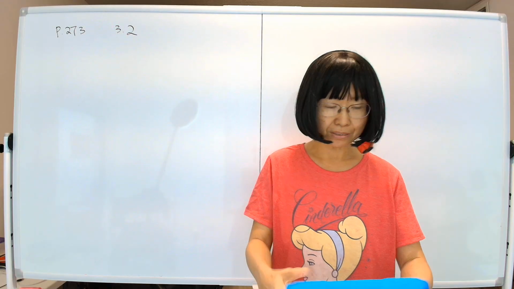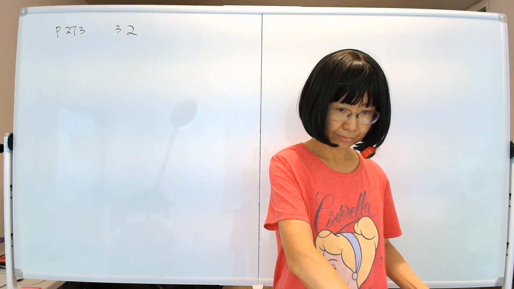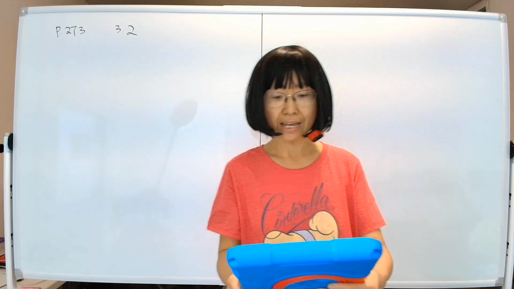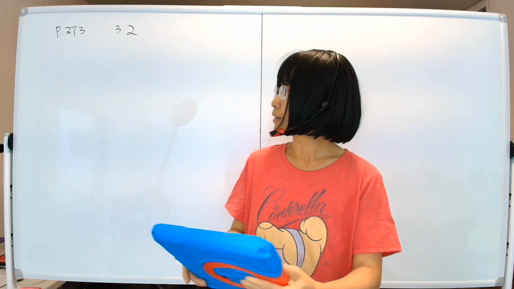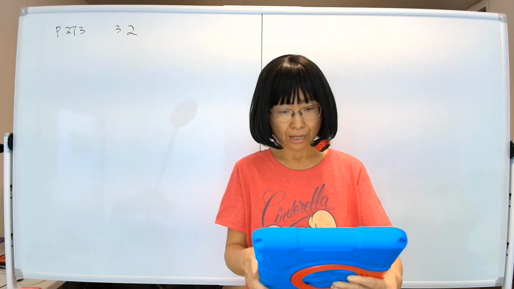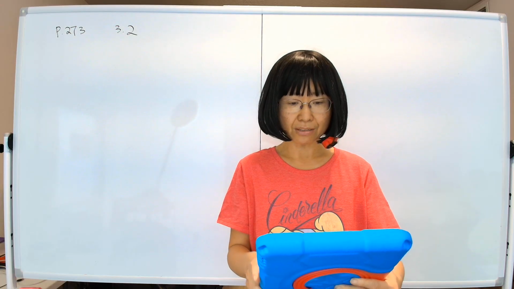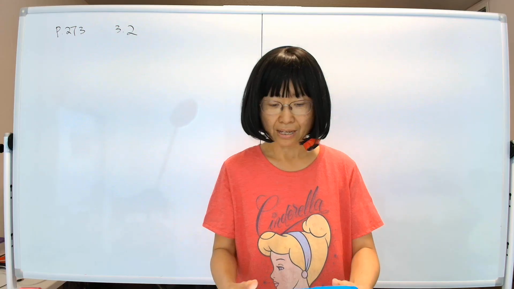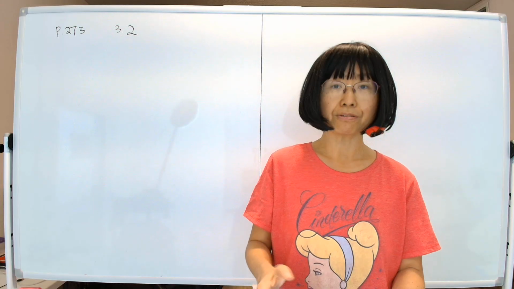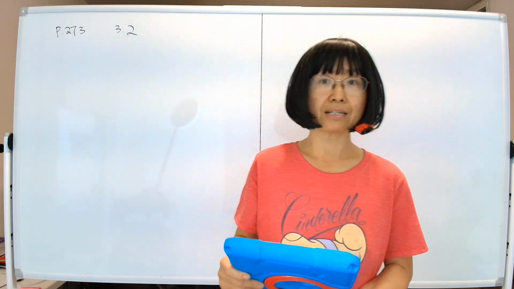Section 3.2. First, let's look at example 3.8 on the first page, page 273, where we are integrating cosine to the power 3x times sine x. Now, if you look at this, you realize that we've done this before. In fact, we did it in Calculus 1.